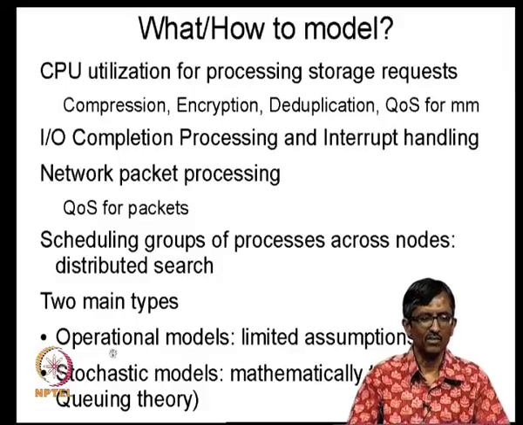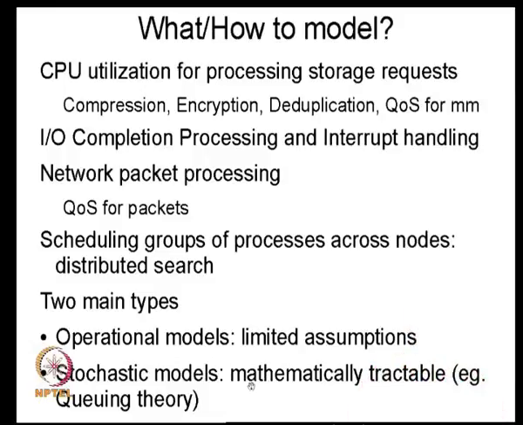There are two main types of models; there are many more, but I am just giving you some for simplicity. What I call operational models make very limited assumptions, and then you have slightly more detailed models where you assume certain distributions. Usually you assume these distributions to be mathematically tractable. Queuing theory is a good example of this. There are many types, but in this particular talk I will just mention these two. We will quickly take a look at each of these and see how they can help us.